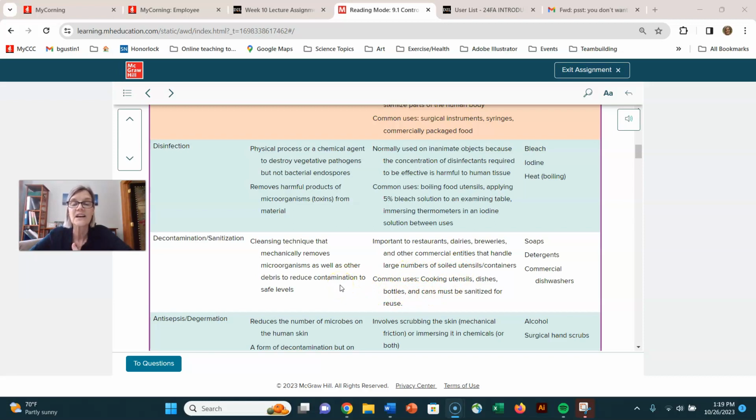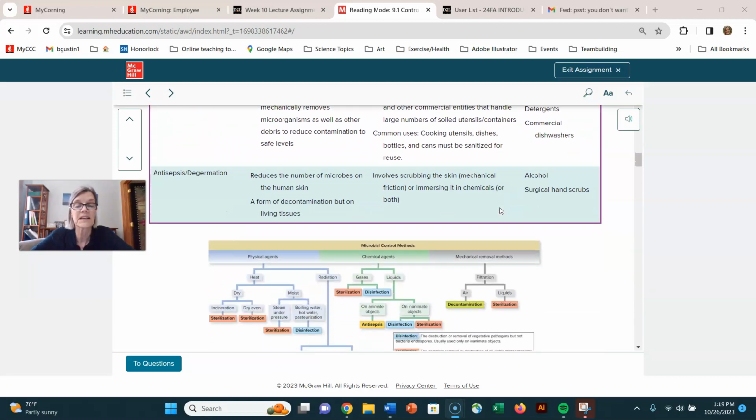You're not going to sterilize, but it's like cleaning the dishes. You're going to sanitize them, and so it's going to remove microorganisms as well as debris. And so that would be things like soaps, detergents, dishwashers, things like that. And so there are protocols in commercial settings for sanitizing, for keeping the restaurant clean, for keeping the hospital surfaces clean. And so we might decontaminate, or in a more vigorous way, if you're really trying to reduce the number of microbes, in a more vigorous way, it would be disinfection on inanimate objects.